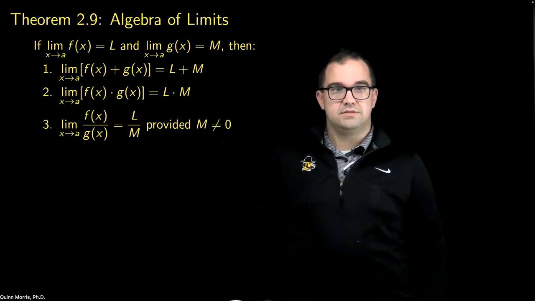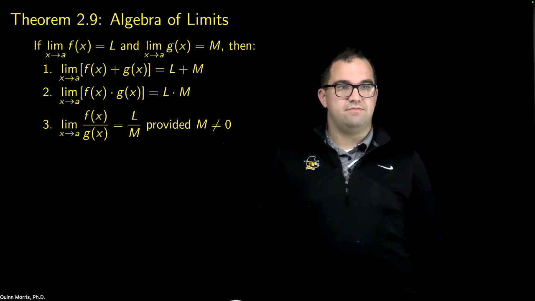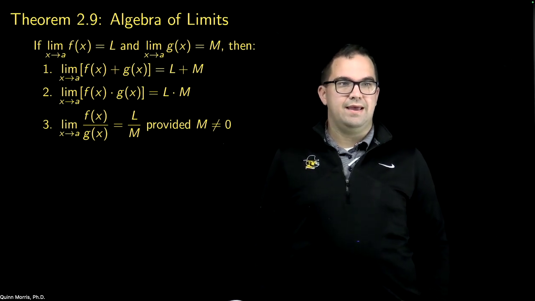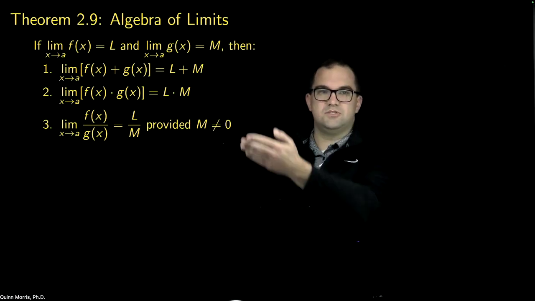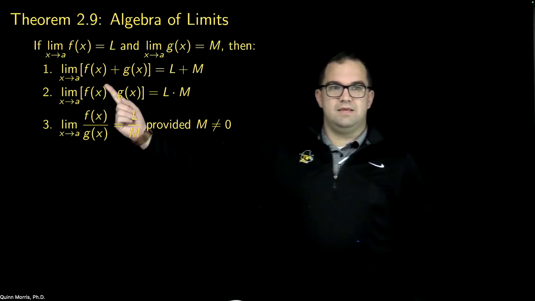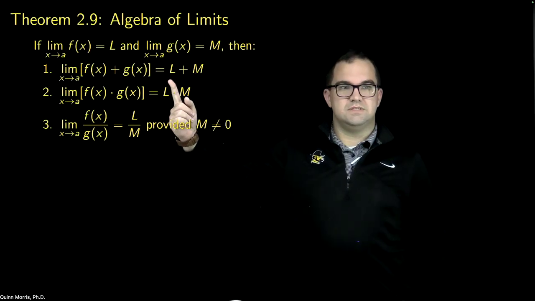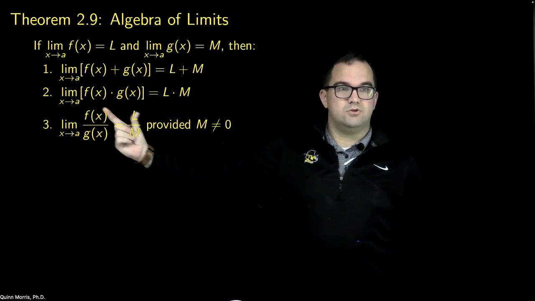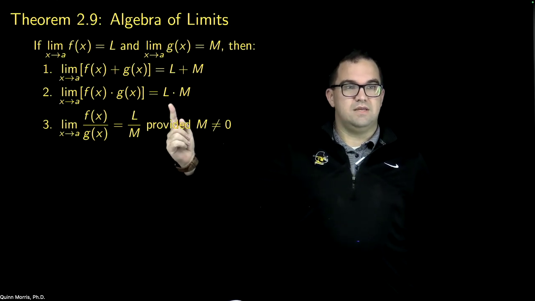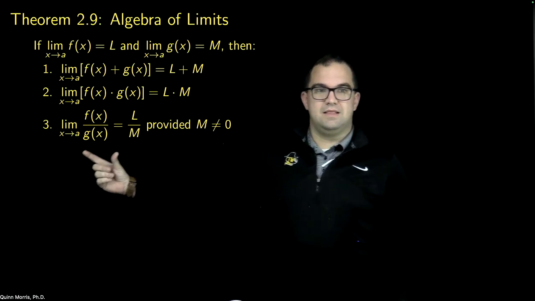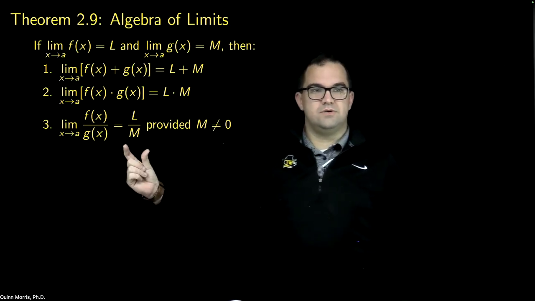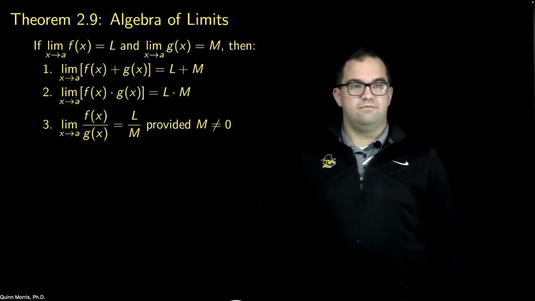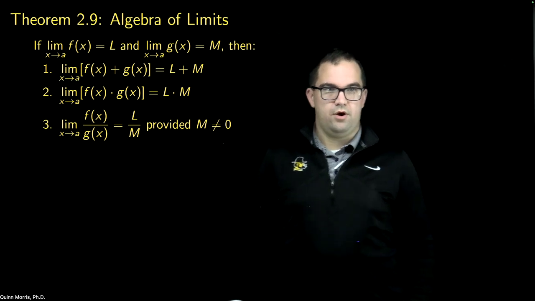To begin, I want to remind you we've seen this version of this theorem before about the algebra of limits. If the limit as x approaches a of f of x is equal to L, and if the limit as x approaches a of g of x is equal to m, then these three theorems say that the limit of the sum of two functions is the sum of the limits of each individual function. The limit of the product of two functions is equal to the product of the individual limits. And the limit of the quotient of two functions is equal to the quotient of the limits of each individual function, provided that the limit of the function in the denominator is not zero.